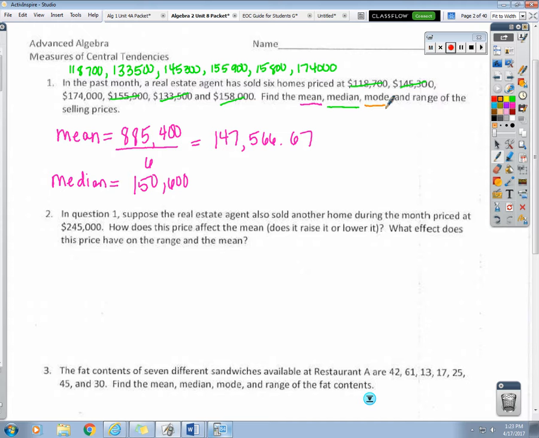All right, now we need to find the mode. What is the definition of mode? The number that occurs the most. Were there any numbers that occurred more than others? So for this one, there's no mode.